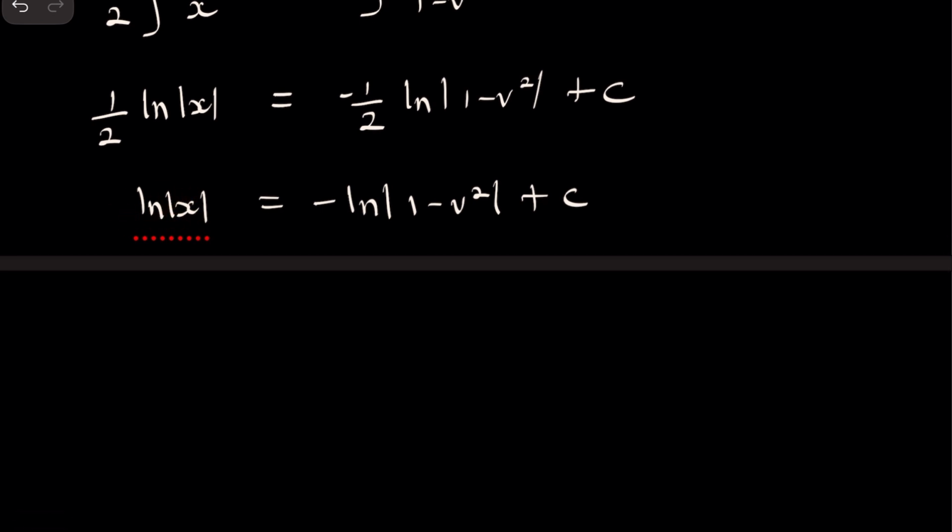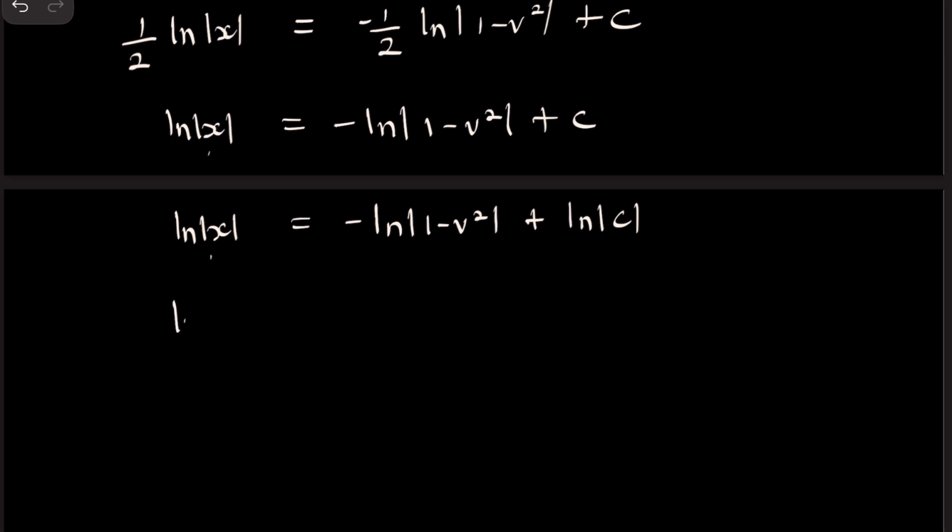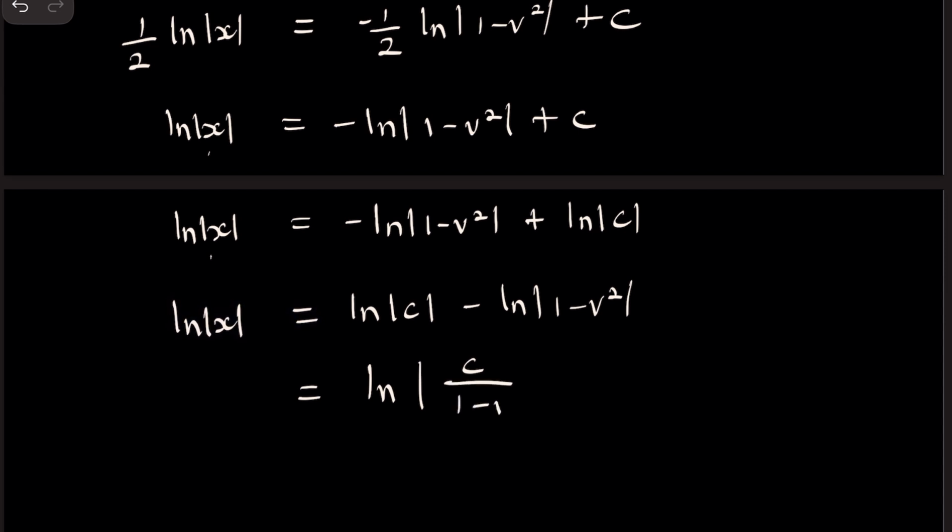So since we have all these functions in the form of natural log functions, it's better we write c in the form of natural log. So we are going to have ln of x is equal to minus ln of 1 minus v squared plus ln of c, because ln of c is still a constant. By the rules of natural log, we are going to have ln of x is equal to ln of c minus ln of 1 minus v squared. So the right hand side will be giving us ln of c on 1 minus v squared.